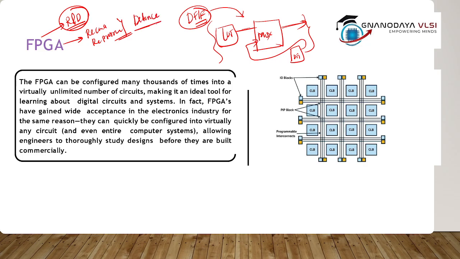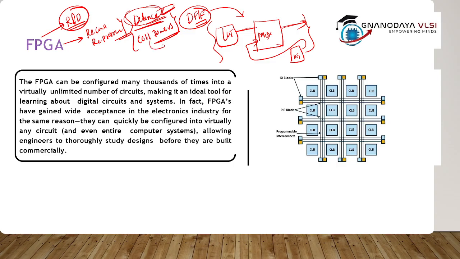FPGA is used in defense, and cell towers will also use this FPGA. Why? Because technology is changing, and we can't keep purchasing weapons, which are very costly. So when you fabricate with FPGA and any technology changes, we can make the defense-related things programmable.